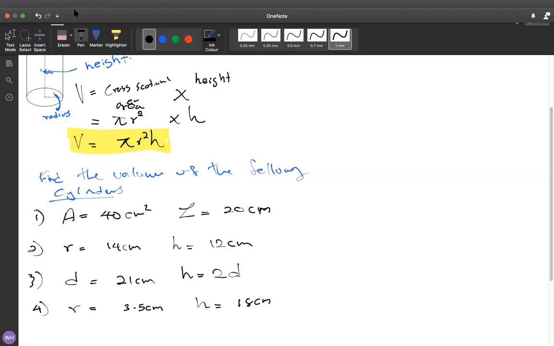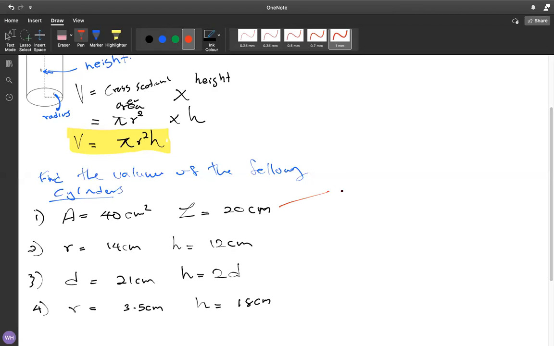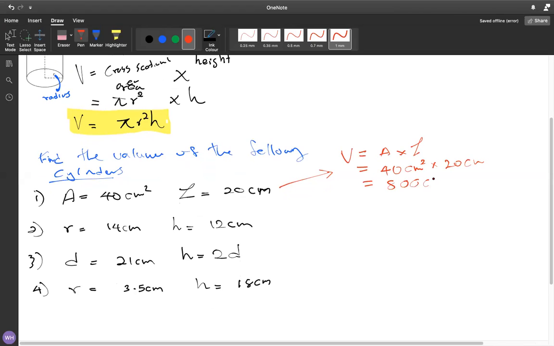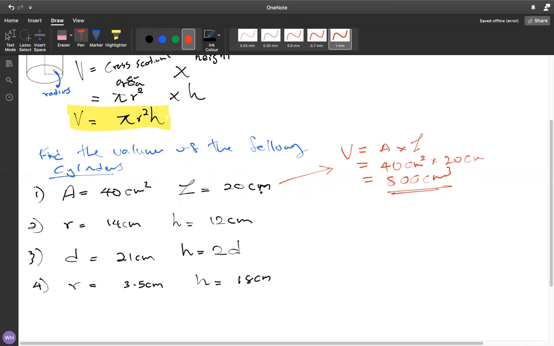Okay, so I hope that you have done it. By the way, I'll do these few ones for you. So the volume of this one directly can be obtained by the product of A and L. A is 40 square centimeters, while L is 20 centimeters. So the product will remain 800 cubic centimeters.